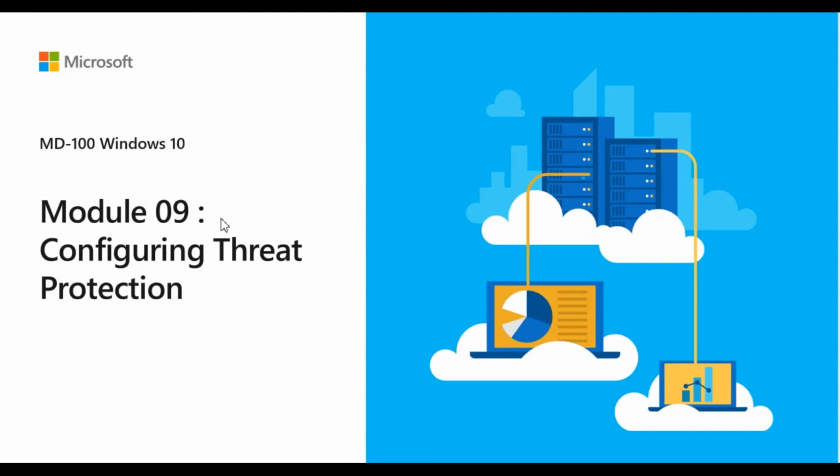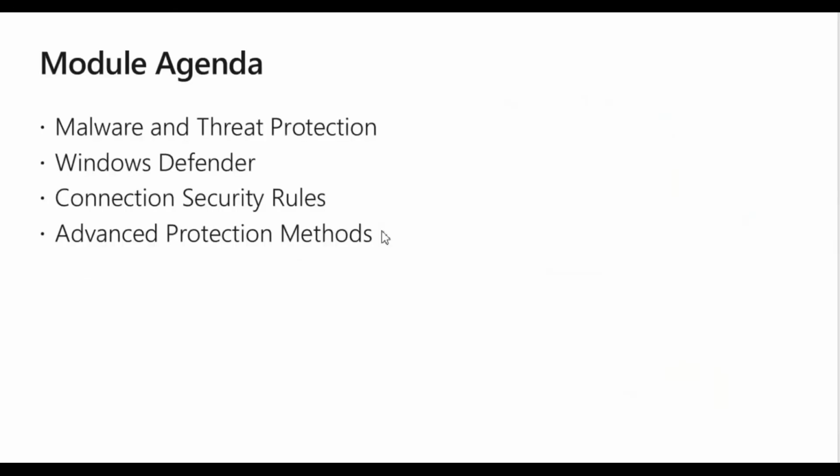Module 9, we're going to discuss now. In this section we're going to look at configuring threat protection. We're going to discuss malware and threat protections, Windows Defender, connection security rules, and advanced protection methods.